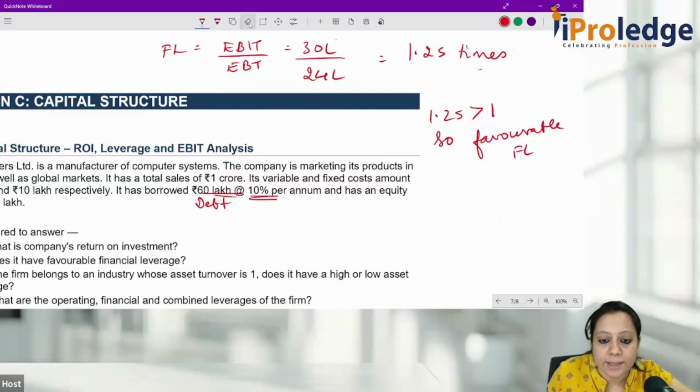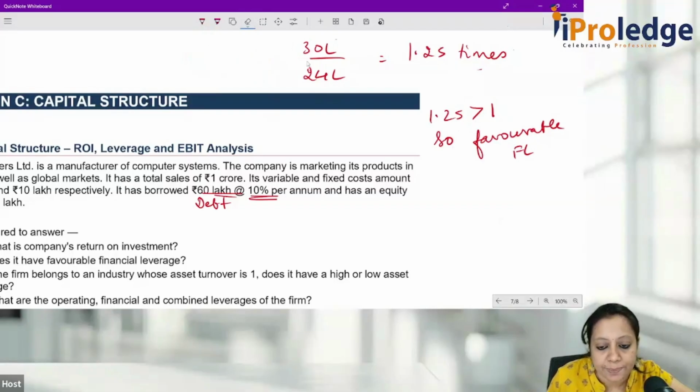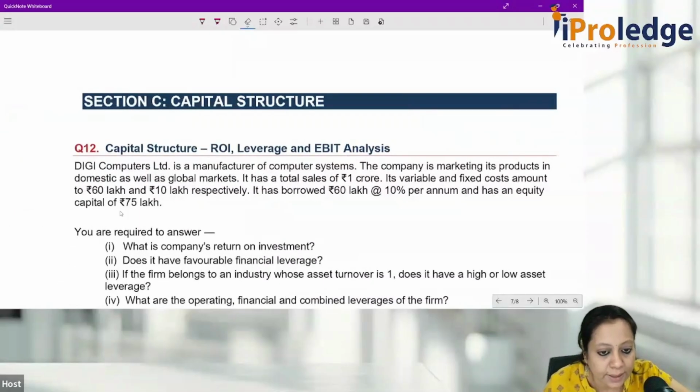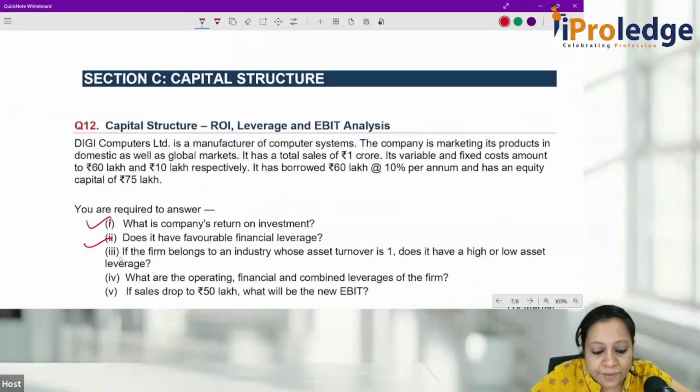So now we will proceed and see how to go about the next. The first two points are over. These are unique questions, questions which are already solved in the class. You all know that really well. Does the firm belong to an industry whose asset turnover is 1? Does it have a high or low asset leverage? It all looks different, but they have discussed ratios in other chapters, casually speaking.